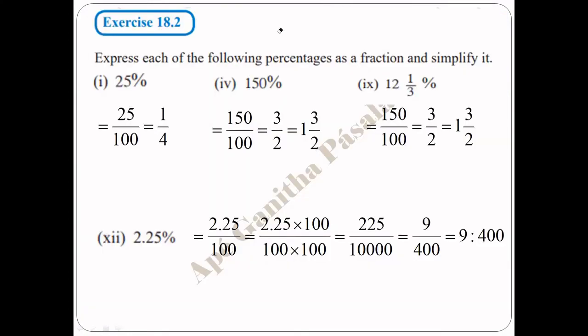Exercise 18.2. Express each of the following percentages as a fraction and simplify it. 25%. Then 25 is the numerator. Always 100 is the denominator. But don't keep the answer this way, because you can simplify. How many 25s are there in 100? 4 25s are there. So the answer is 1 over 4.